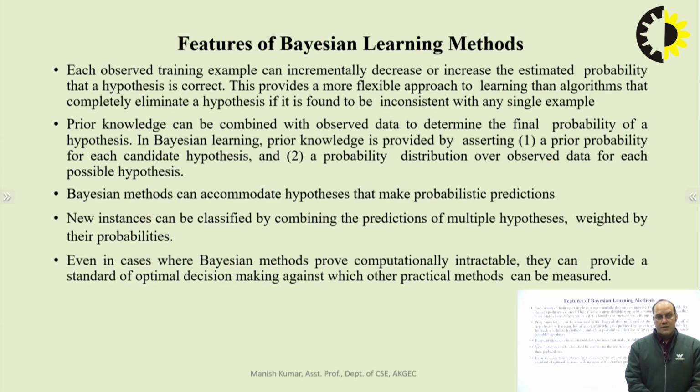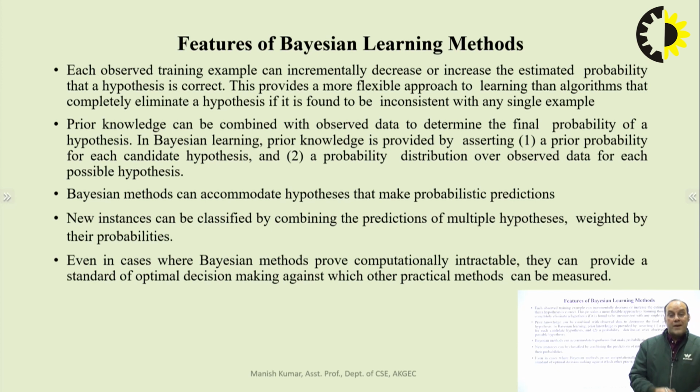These are the two basic reasons why we use the Bayesian learning method. Now we must know some features of Bayesian learning methods. Whenever we observe training examples, they can incrementally increase or decrease the estimated probability that the hypothesis we are using is correct. It provides a flexible approach to learning, unlike algorithms that completely eliminate a hypothesis if it is found to be inconsistent with any single example.